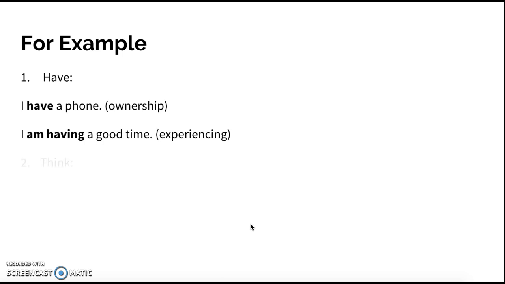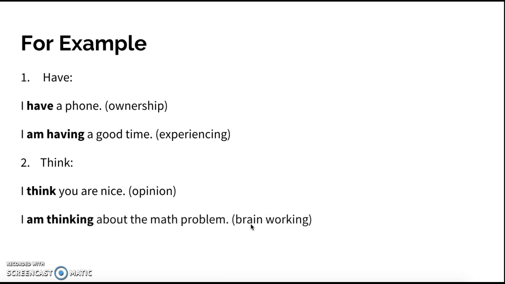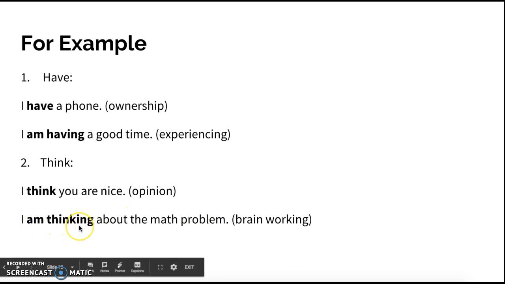Another verb that's a little bit different is the verb think. So usually, when we use the word think, we give an opinion. I think you are nice, right? My opinion is that you are nice. But it's also possible to have an action meaning for think. When you're using your brain, it is working. So I'm thinking about the math problem. In this case, you can use present progressive because this is an action. Your brain is working. It's not just an opinion.